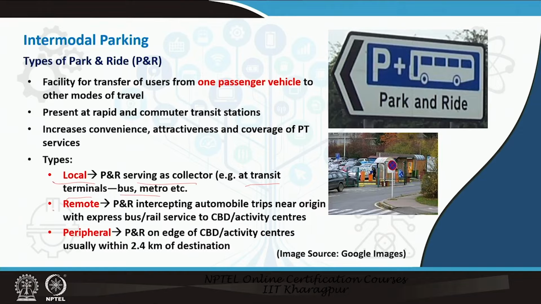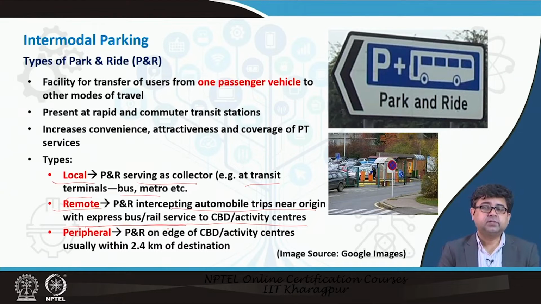Then it could be a remote park and ride facility, which is intercepting automobile trips near origin with express bus rail service to the CBD and the activity centers. So, what happens is maybe you have a suburban area and there is a lot of demand for people going to the central business district in the morning, because the majority of them maybe work in that central business district from this suburban area. However, the suburban area is a little bit large, and you cannot have your express bus or rail service go into all parts of that suburban area.